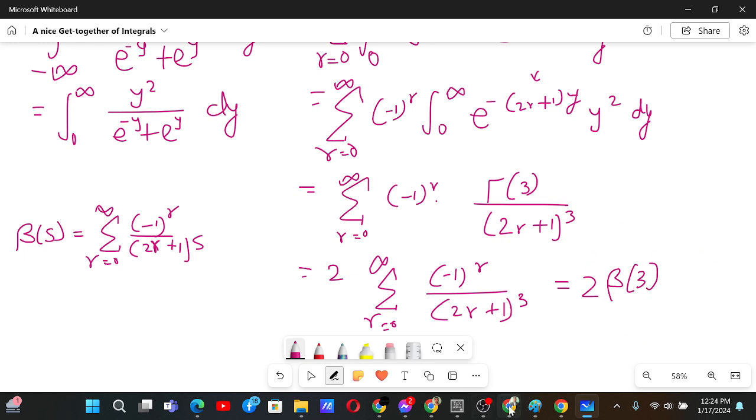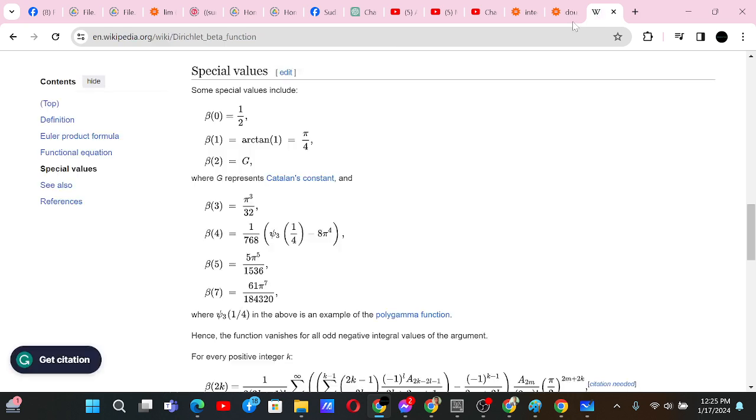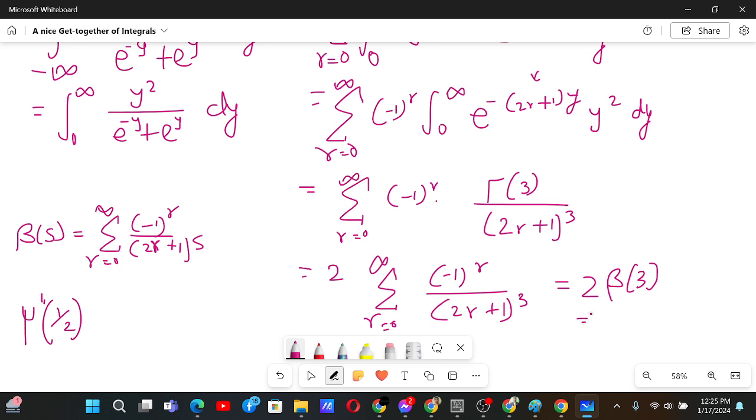Now we can again use calculators to find beta of 3, because these are standard values and there are some standard ways to find these values. So that's why I'm going to use calculators, because there are already some well-known ways to find those values. Dirichlet beta of 3 is pi cube by 32. So this is 2 times pi cube by 32. So this is pi cube by 16, and that's the answer.